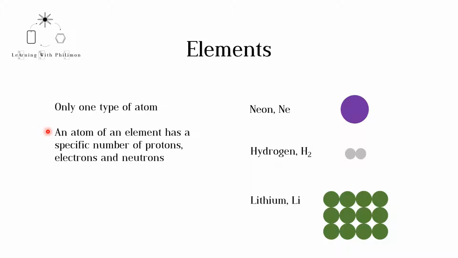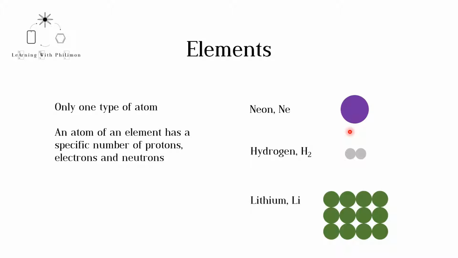We can define a species as an element when only one type of atom is present. For example, neon, Ne, is a noble gas and its atoms do not usually bond with any other elements. If you had a sample of neon, each neon atom would be by itself, as represented by this circle.